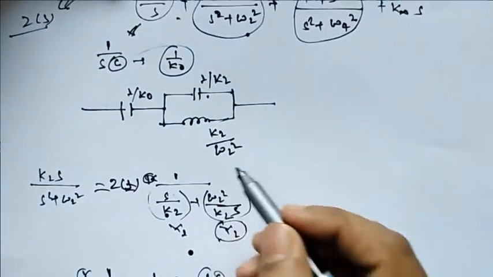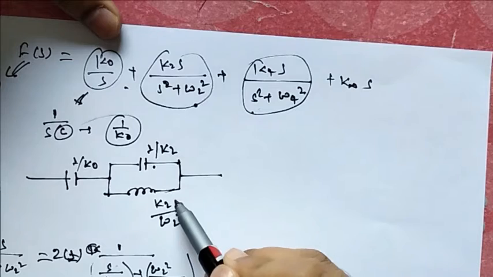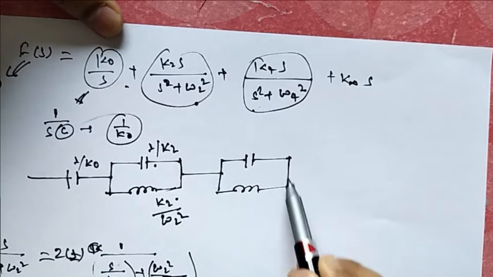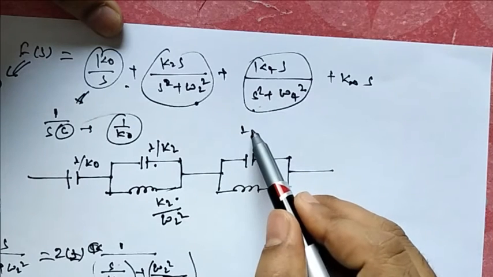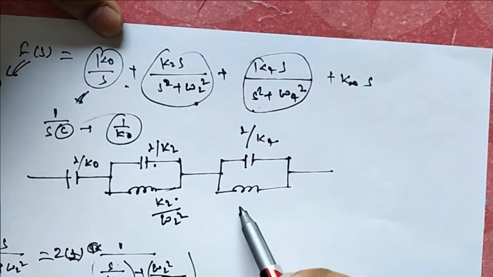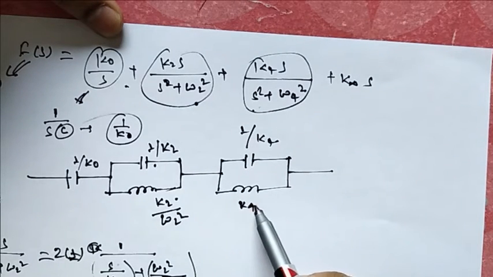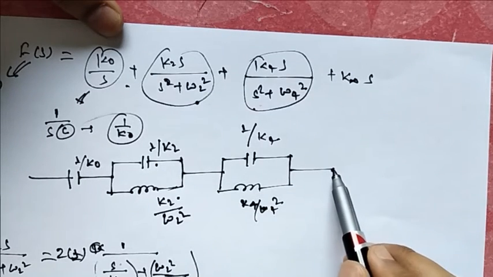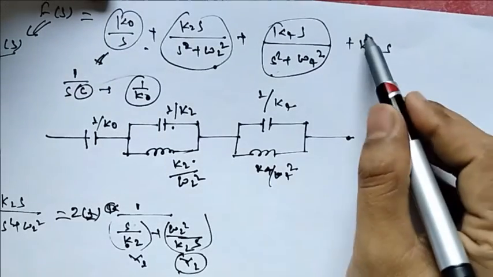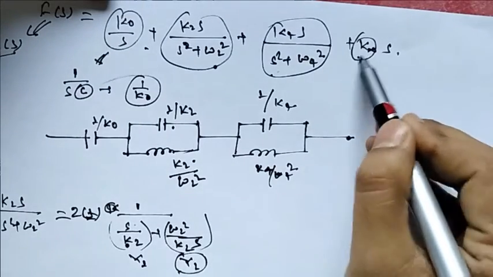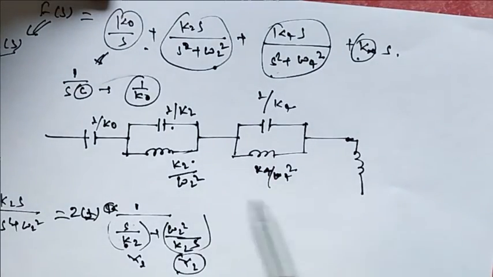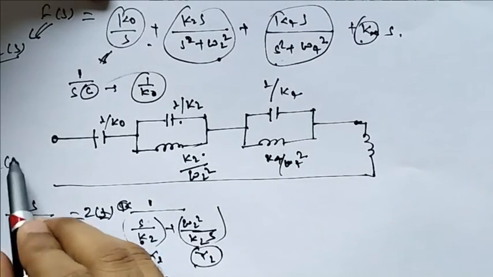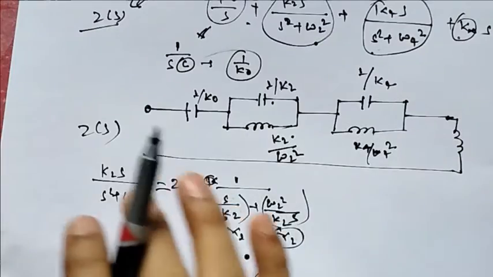omega 2 square. Now this will be of this kind only, and this is also, and what will be the value? This is 1 by K4 and this is going to be K4 by omega 4 square, and this must be terminated by an inductance. This is your impedance, this is SL, so this must be terminated by your inductance, and this is your ZS.